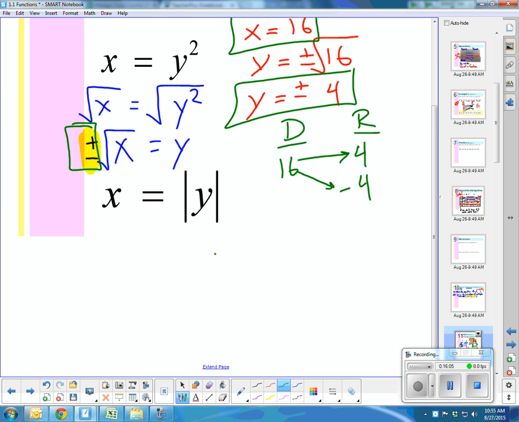Now, on the other hand, when we have absolute values, and your absolute values might be a little bit rusty, but the absolute value also gives us a plus or minus. If I was going to take this equation and solve for y, it becomes y equals plus or minus x as well.